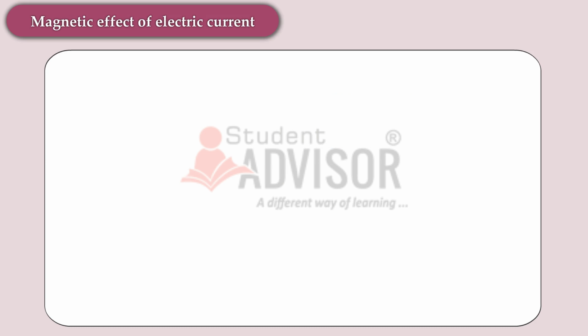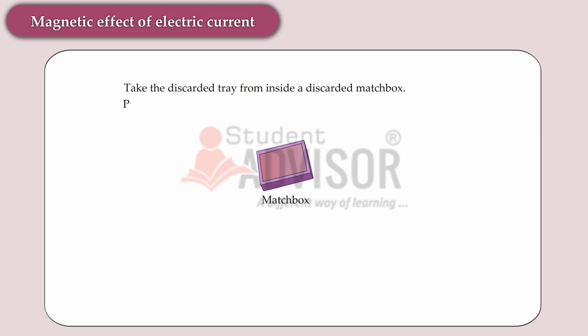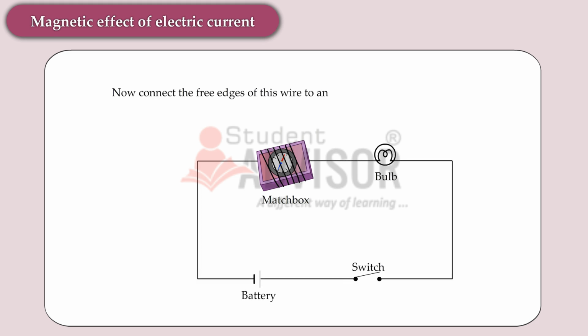Magnetic effects of electric current. Take the discarded tray from inside a discarded matchbox. Put a compass needle inside it. Wrap an electric wire a few times around the cardboard tray. Now connect the free ends of the wire to an electric cell through a switch.